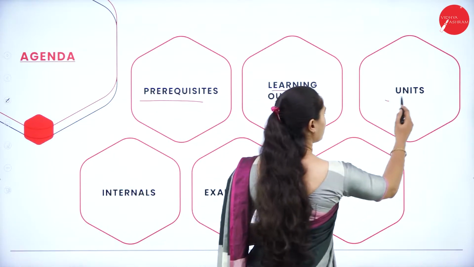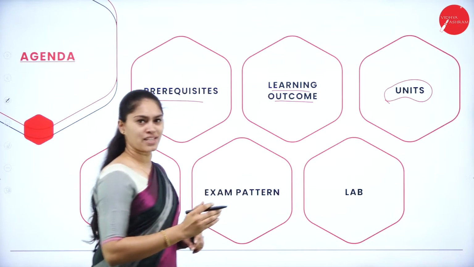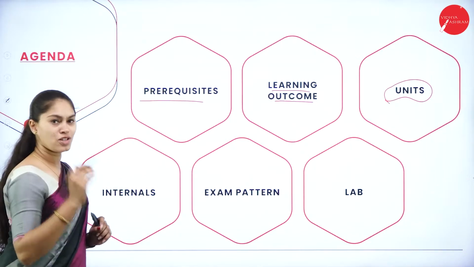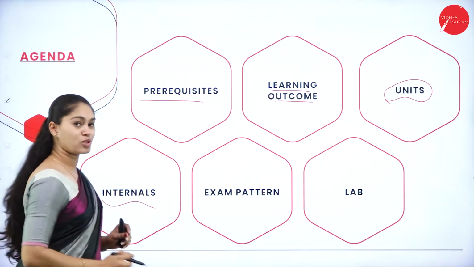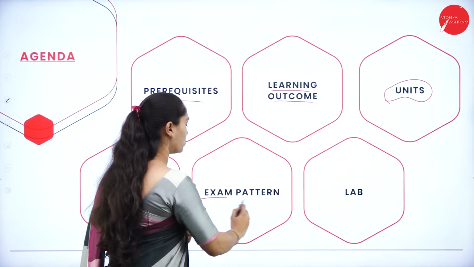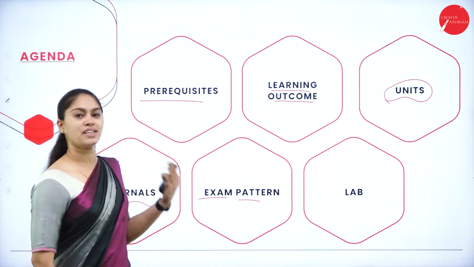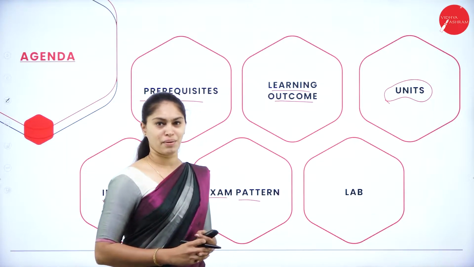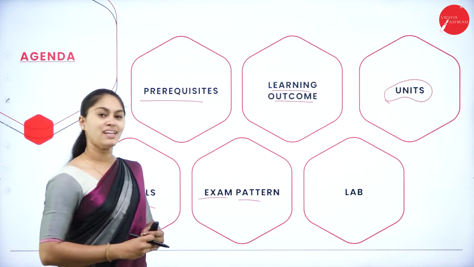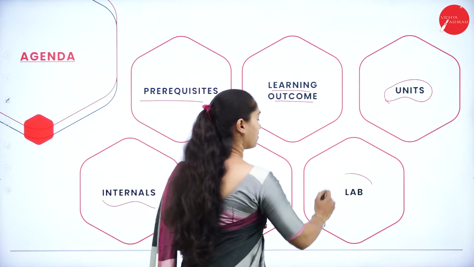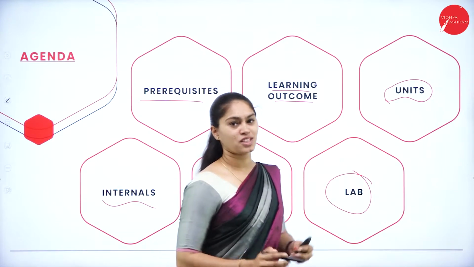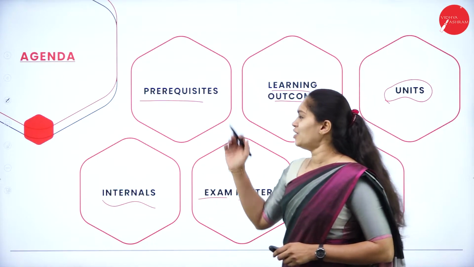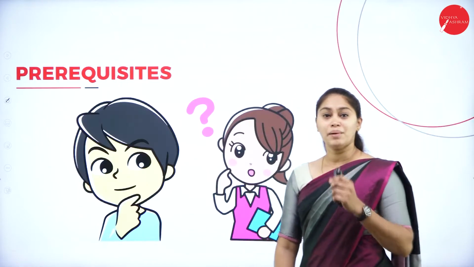And also I'm going to discuss the number of units we have in the syllabus, and also the internals. Then we'll see the exam pattern: how the question paper will be, and what is the number of sections we have in that question paper. Along with that, I will be discussing the lab. That means, do we have a lab for this subject? We'll see later. So now we'll see the first one, that is prerequisites.